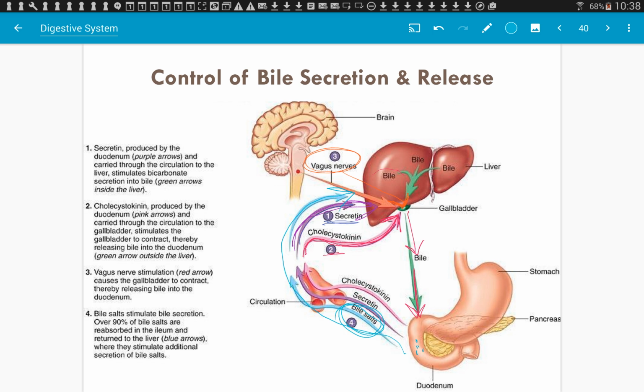So what does cholecystokinin do in the role of bile secretion? What does the vagus nerve do? What does secretin do? Okay.